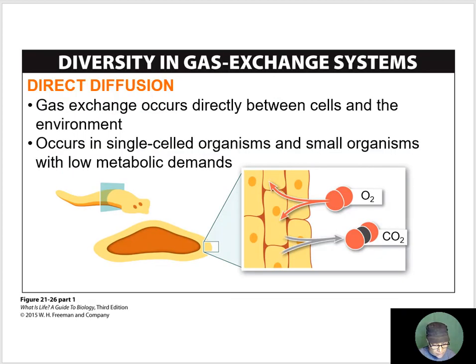Now, this can happen in different ways in different organisms, right? Diversity in gas exchange systems. So direct diffusion. Gas exchange occurs directly between cells and the environment. So this occurs in single cell organisms and small organisms with low metabolic demands. So they're actually exchanging right here on their tissues. Right here, here's the cells, here's the external environment with the oxygen being diffused into the cells and the CO2 being released out to the environment. There are no lungs. This is direct diffusion, okay?